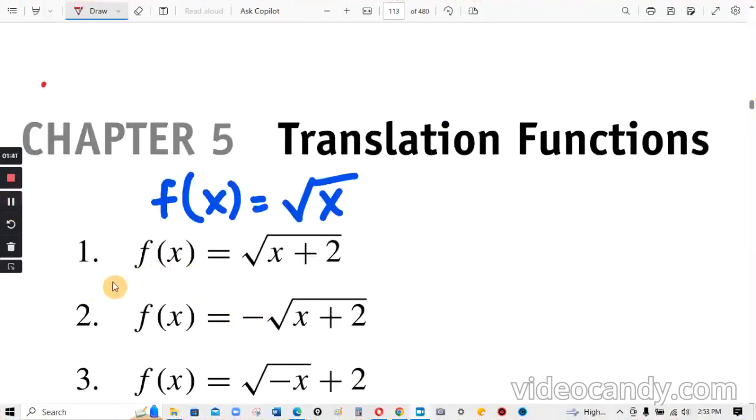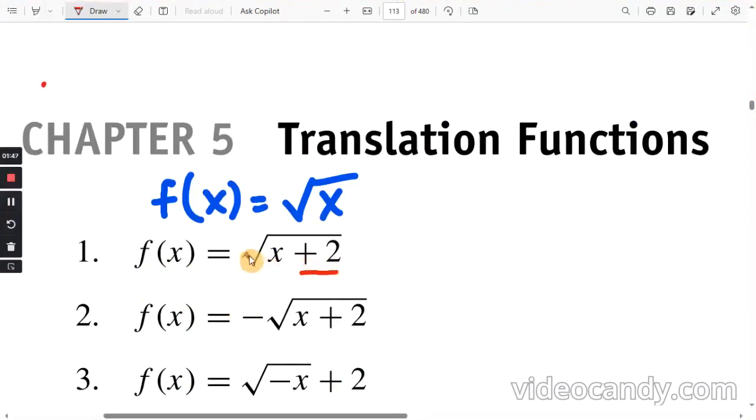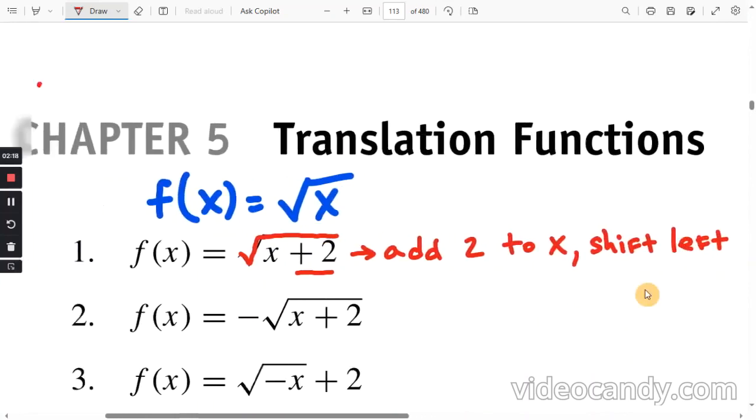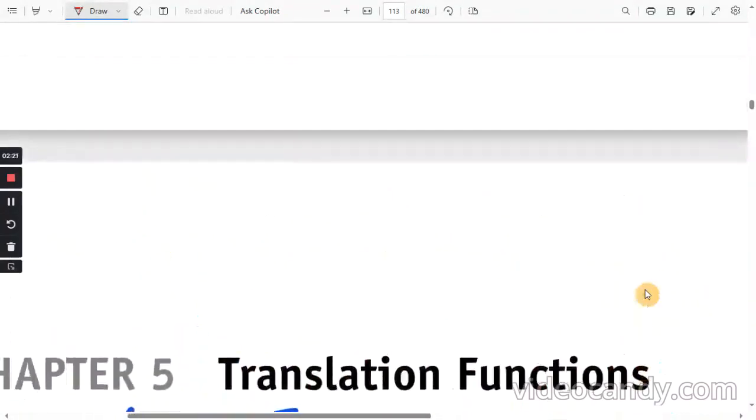All right, so right here in problem 1, the plus 2 is underneath the square root. Okay, so we added 2 to x. All right, we added 2 to x. And what does that make it do? Well, remember when you add or subtract from x, it's the opposite, so it shifts left. Okay, you add 2, it's going to shift left 2 units. All right, so let's look at the graph that shifts left 2 units.